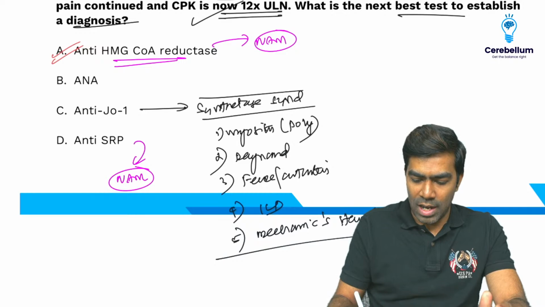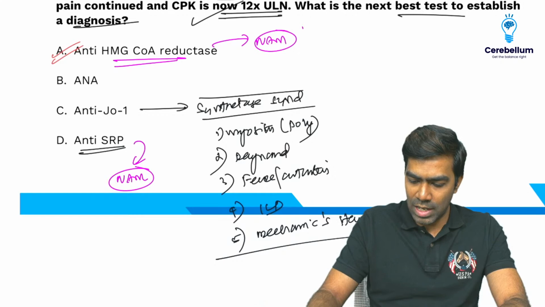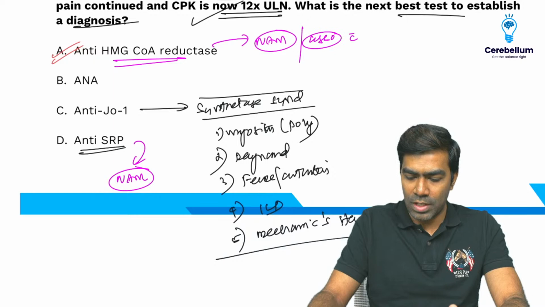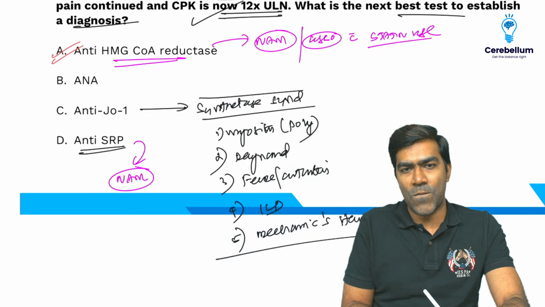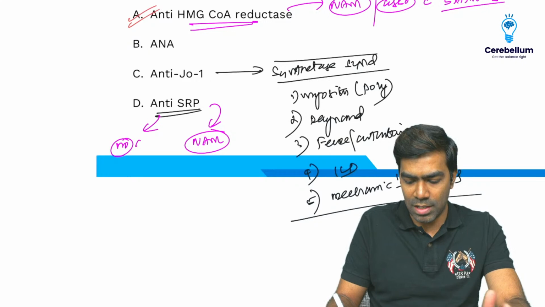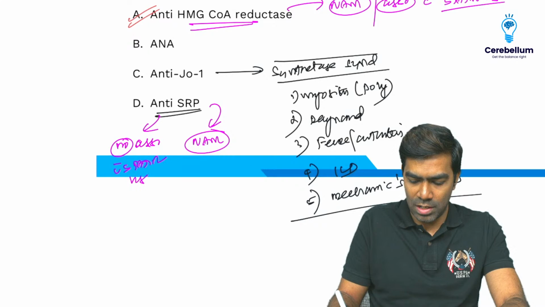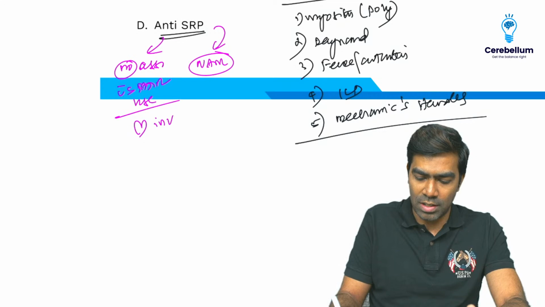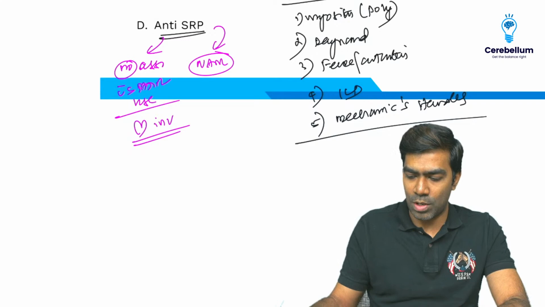So anti-HMG CoA reductase antibody is the one that's going to have an association with statin use. This is the one that has association with statin use technically. And anti-SRP antibody has no association. See, anti-signal recognition particle has no association with statin use. And second, apart from that, it will have severe cardiac involvement. That's why this is an antibody that's going to have poor prognosis. Cardiac involvement is very, very common with anti-SRP antibody. So that's why the right answer for this question is anti-HMG CoA reductase antibody.